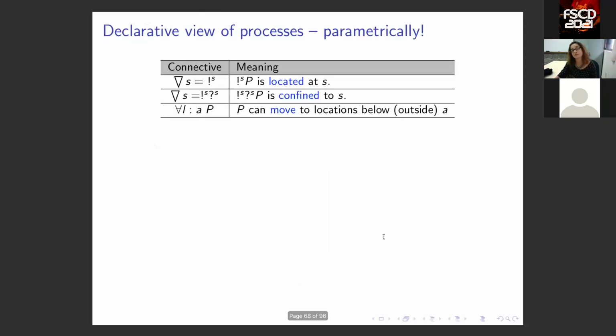It comes back as well and has nice features on the process side. Just to wrap up this part and move on with the last part of my talk, this declarative view of flavors in processes is done really parametrically. So if you want that something is located somewhere, you use only the bang. If you want that it should be confined there, then you use bang and question mark. And if you use quantification over these locations, these sub-exponentials, then you have a notion of mobility. And so you can move the process in location.